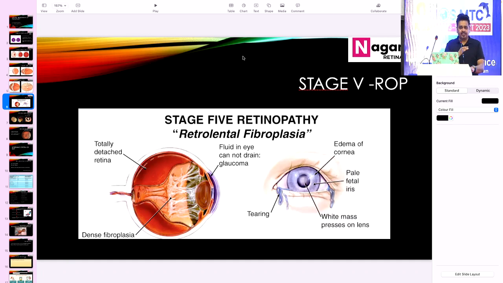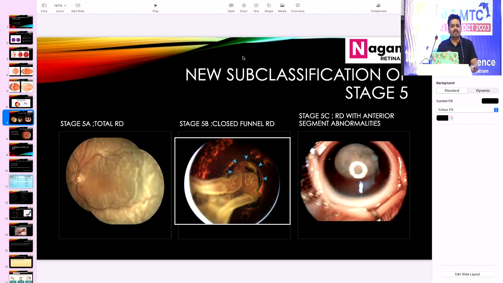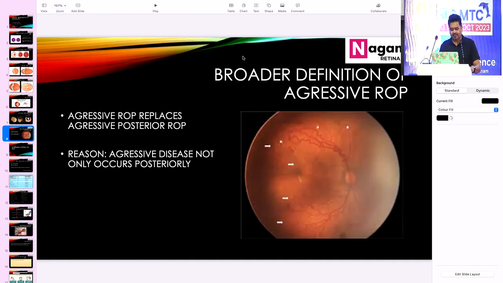Here, the International Classification of Retinopathy of Prematurity has classified stage 5 into 5A, 5B, and 5C. In 5A, we can see total retinal detachment. In 5B, we can see a closed funnel retinal detachment. And in stage 5C, we can see anterior segment findings like lid edema, conjunctivitis, corneal edema, and then white pupillary reflex.